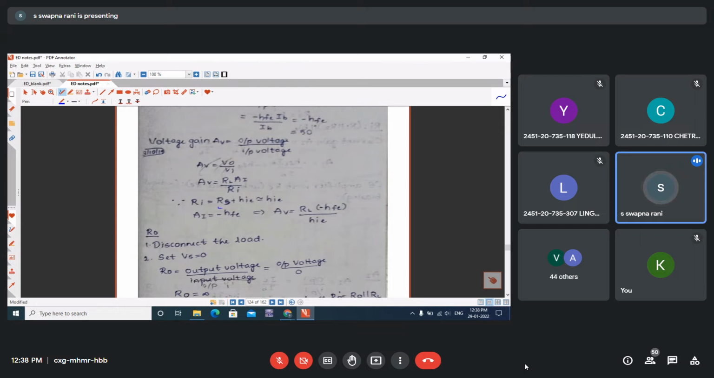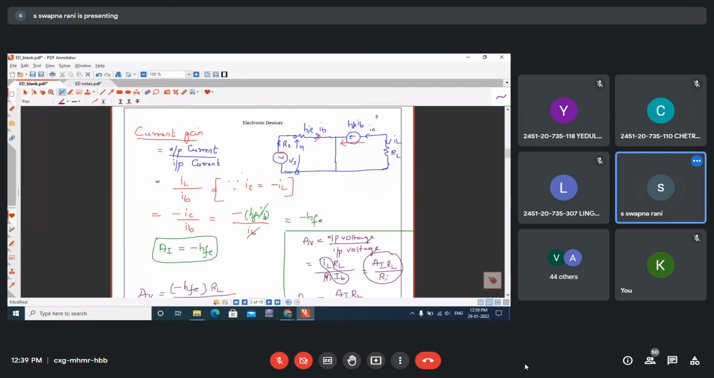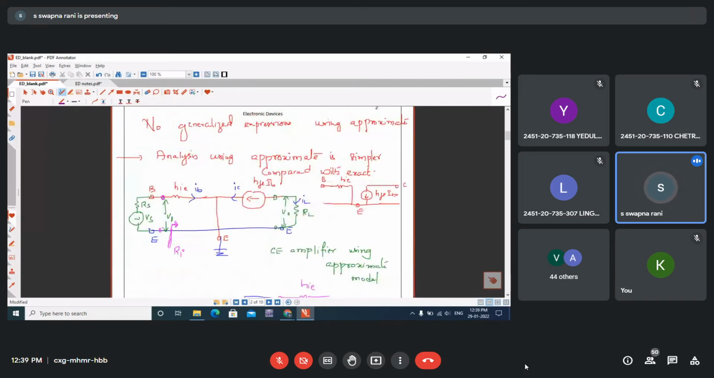You can substitute here either RS or HIE. So RI is RS plus HIE. HIE will be 1.1 kilo ohm. RS will be in ohms, so like that also you can neglect RS. In place of RI you can write directly HIE. So this is the voltage gain of the CE amplifier. Now we need to find the output impedance. So approximate analysis is very simple compared with the exact analysis.